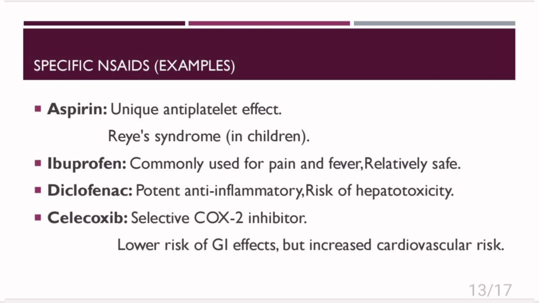Ibuprofen is commonly used for pain and fever and is relatively safe. Diclofenac has a potent anti-inflammatory property, but there is the risk of hepatotoxicity. Celecoxib is a selective COX-2 inhibitor. It lowers the risk of GI effects, but there is an increased cardiovascular risk.